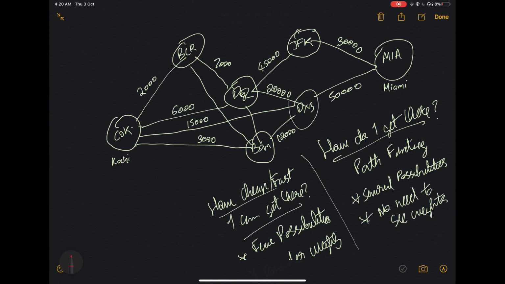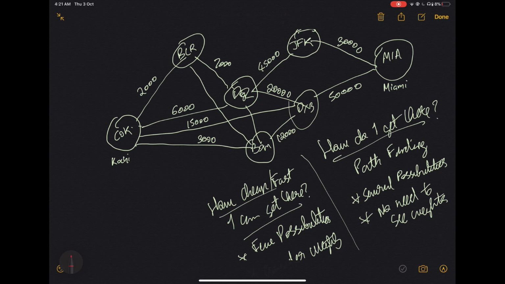So the first question, now let's try answering these questions. How do I get there? That's a fairly simple question, and for that you just need to draw out a line from Kochi to Miami through any one of these. But let's get into the trickier question. How cheap can I get there? That's a bit complex. And let's consider Bangalore.